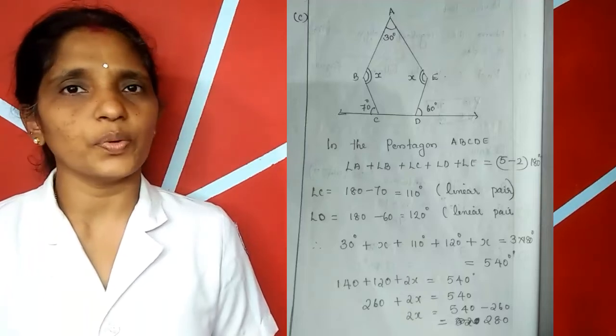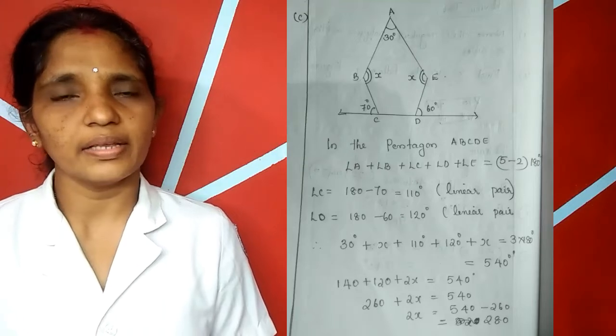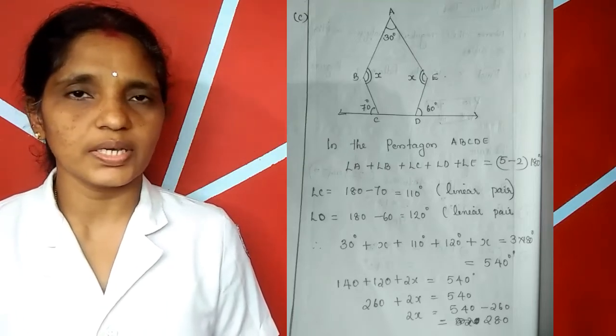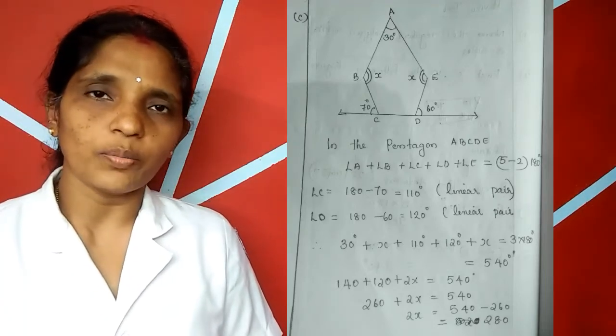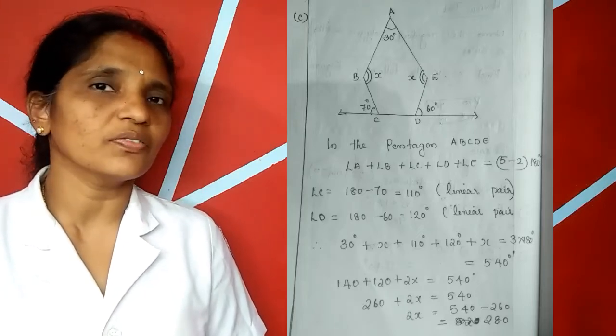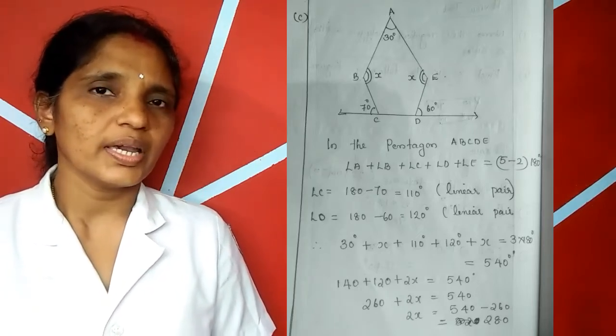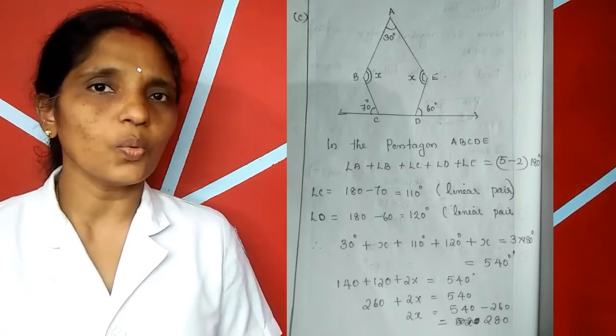there is a pentagon. What is the angle sum of a pentagon? In the first problem, we are using the angle sum property of a pentagon together with the linear pair property. Angle sum property of a pentagon means, for a pentagon, how many sides? Pentagon means 5 sides. So its sum of the angles is which one? n minus 2 into 180. That means 5 minus 2 into 180.